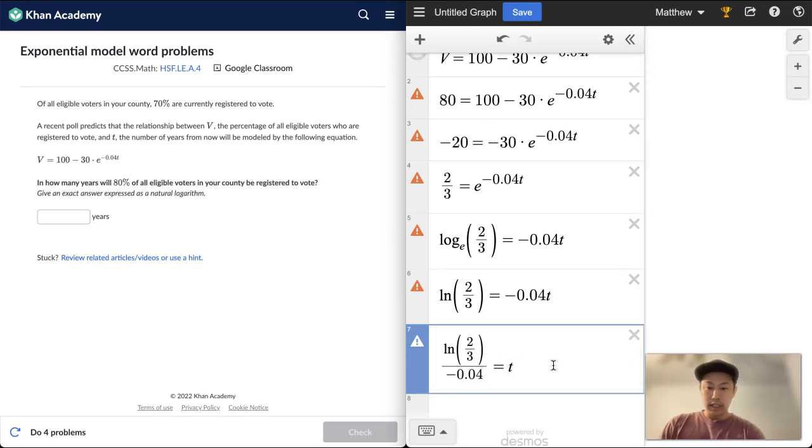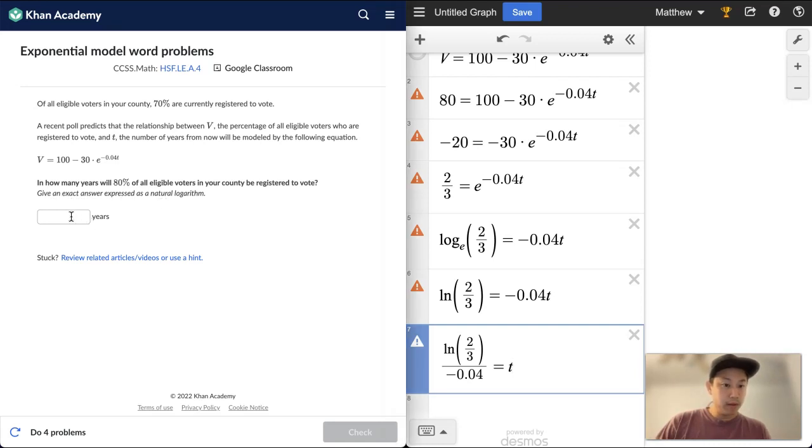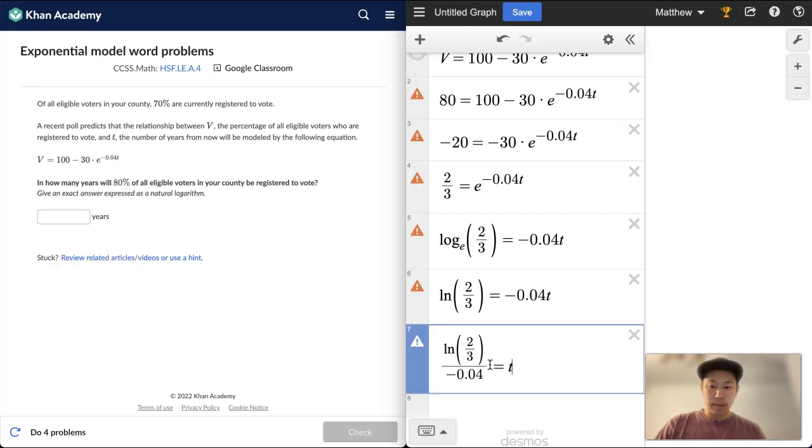And that is what t equals. Okay, let's go back to the submission of the answer. Give an exact answer expressed as a natural logarithm. Okay, so it's not asking us to round, so we're just going to copy all this, and it should work.